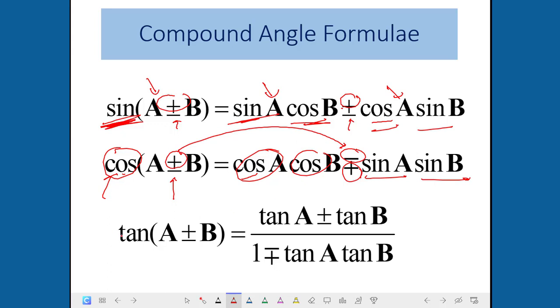Okay, the third formula is tangent. Tangent A plus B is equal to tangent A plus tangent B over 1 minus tangent A times tangent B. And the other one, tangent A minus B, is equal to tangent A minus tangent B over 1 plus tangent A times tangent B. Up here is plus or minus. These are the three compound angle formulas you need to remember, and we are going to use them.